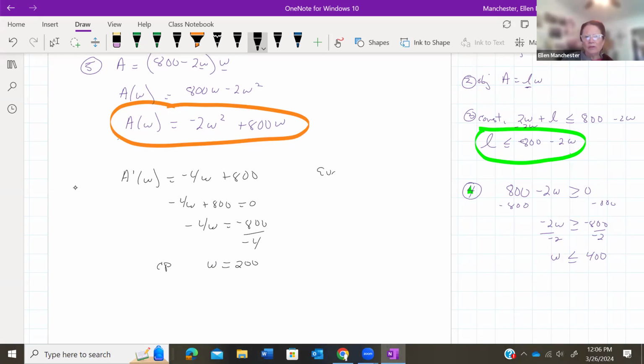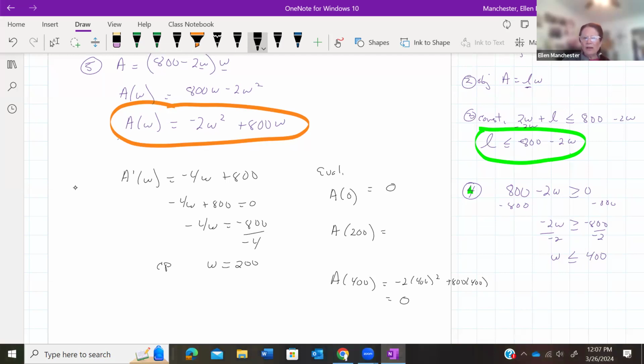And now we're going to evaluate. So we evaluate our area at 0, we evaluate our area at 200, and we evaluate our area at 400. So again, if your width is 0, your area is going to be 0. If my width is 400, that's the highest it can be. That means my length has shrunk down, and I can plug it in here just to double check. -2 times 400 squared plus 800 times 400, that all gets broken down to 0. Because this ends up being -3200 plus 3200.